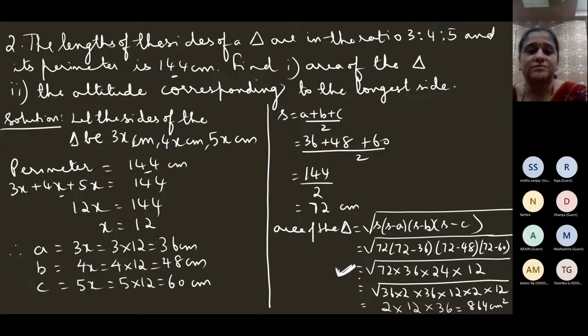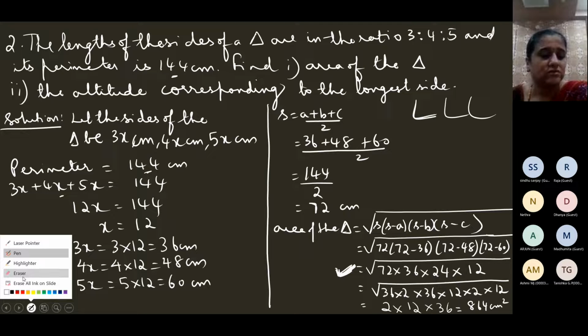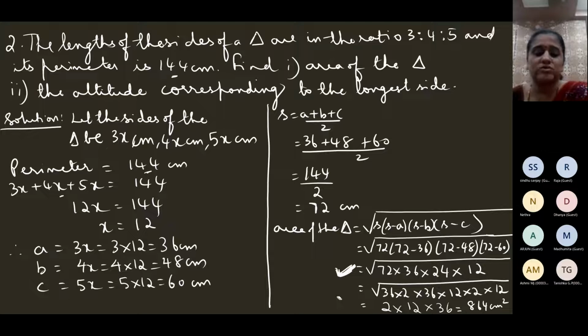Is that clear, children? Yes, ma'am. Or you can always find factors for all the numbers. That's time consuming. When you do this for all the numbers, it takes time. So you can carefully use this method.